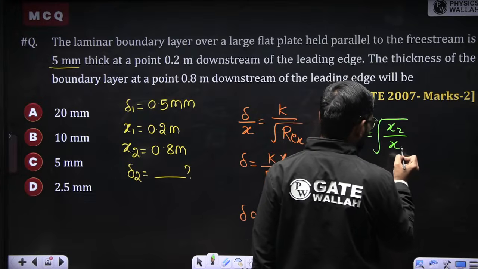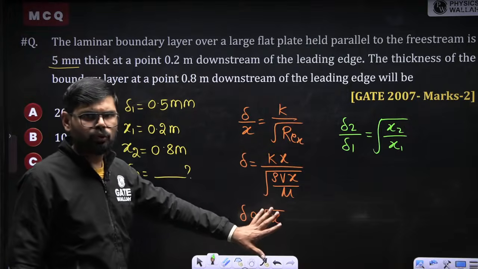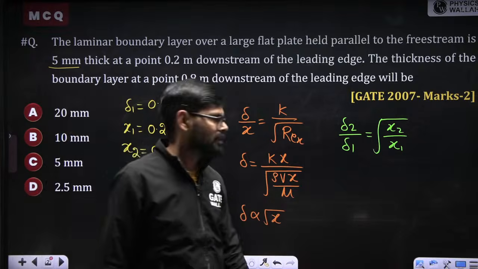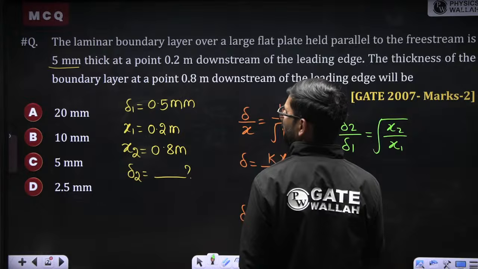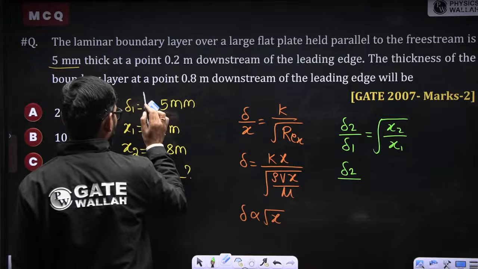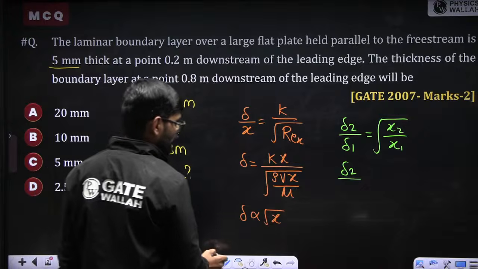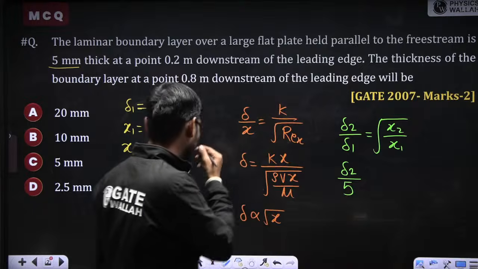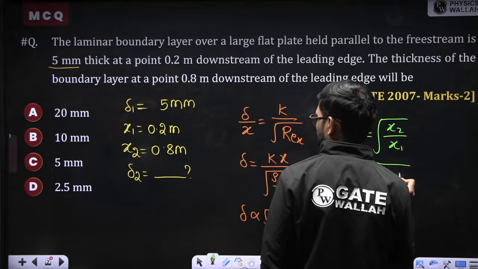This x is always measured from the leading edge. I have taken only one or two questions here, but I have seen a number of questions exactly similar to this. So delta 2 value we need to find out. Delta 1 is not 0.5 mm, sorry, it is 5 mm. Because the answer is coming in mm only, you can put it in mm, and this is a ratio, so the unit does not affect it.